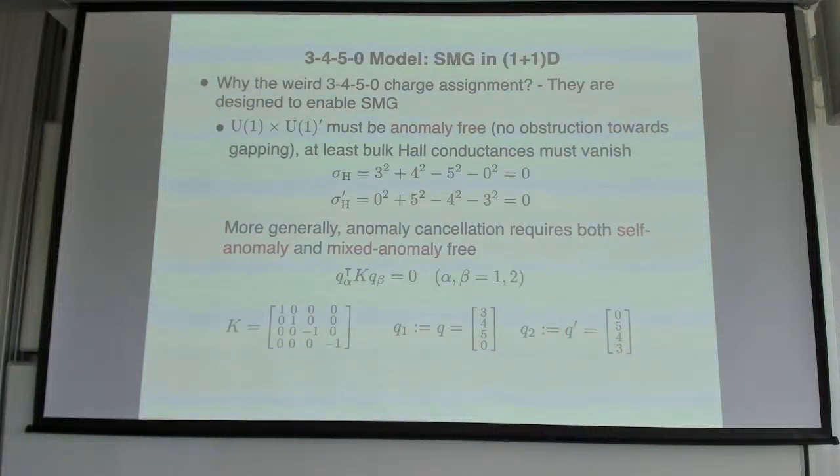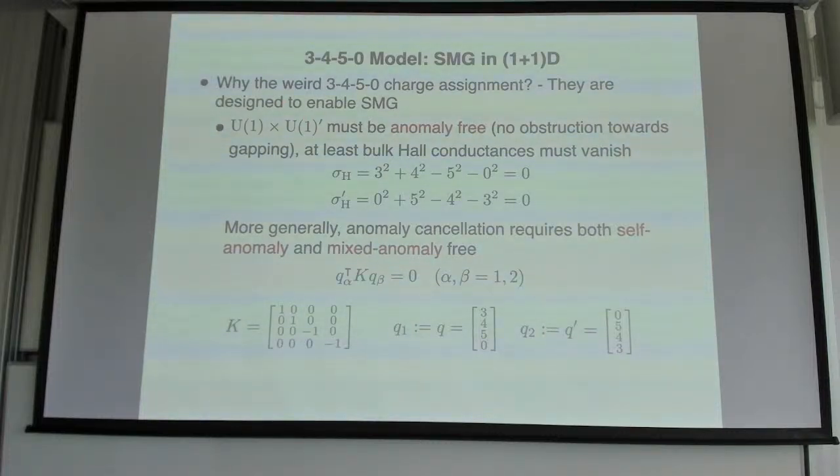And then 3450 is one very famous solution for this equation, right? For this integer equation of this square equals 0 and this square also equals 0. And as Lessig said, more generally, you also need to cancel the mixed anomaly, which means you don't want to mix Hall conductance between these 2.